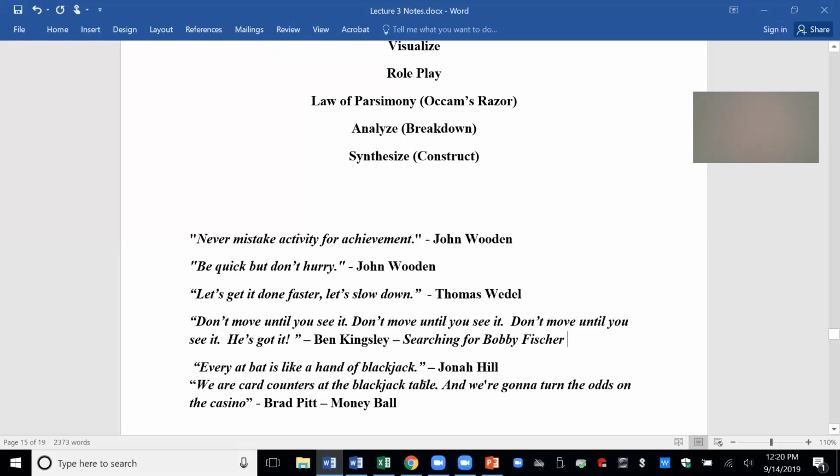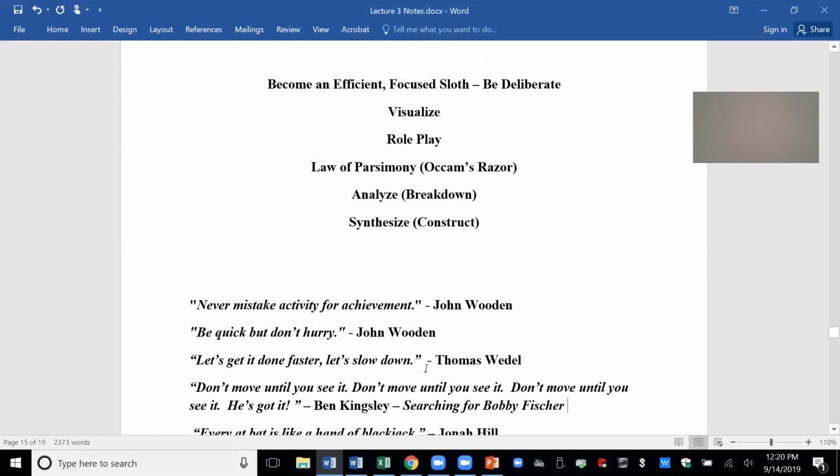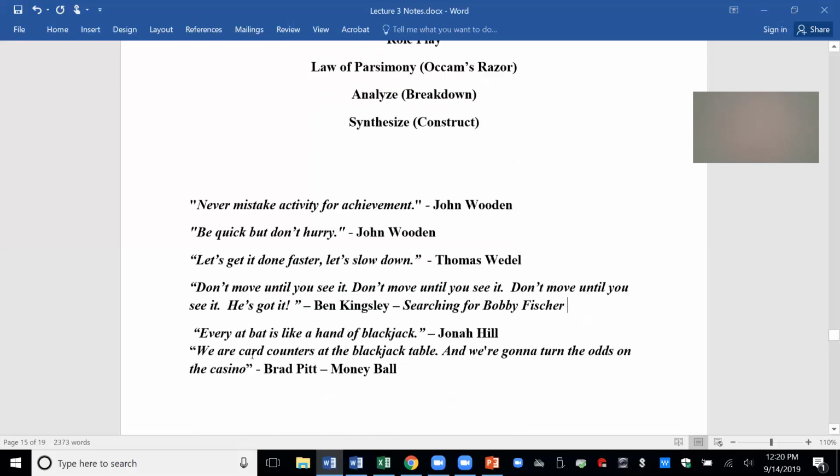And after that season, virtually every pro football team adopted business analytics as part of their procedures. Their quotes were, every at bat is like a hand of blackjack. We're going to become card counters at the blackjack table and turn the odds on the casino.